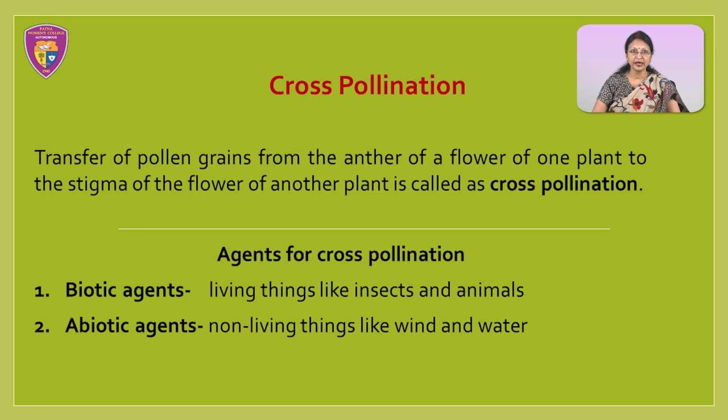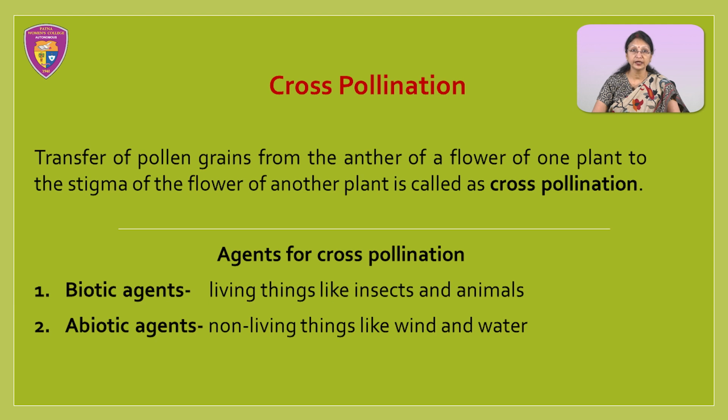Cross-pollination is defined as the transfer of pollen grains from the anther of a flower of one plant to the stigma of the flower of another plant. Here, two different parent plants are involved. Thus, cross-pollination helps in the introduction of new variations in plants and contributes to evolution.